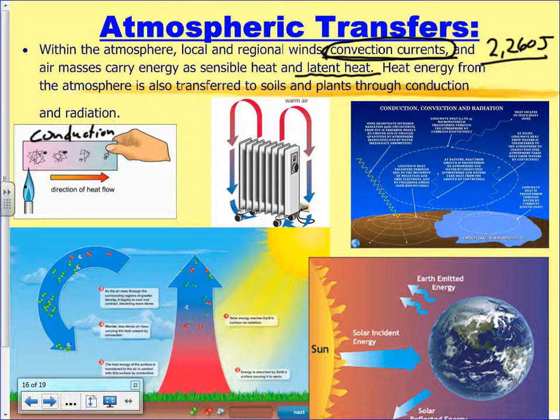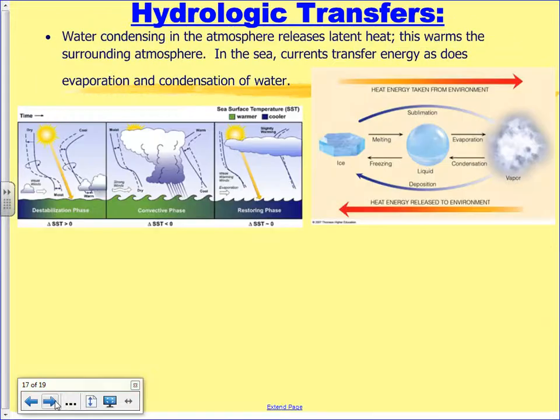And heat transfer by radiation can be absorbed by dark colors, and it can be reflected by... if dark absorbs, what reflects? Light. Things to think about there.